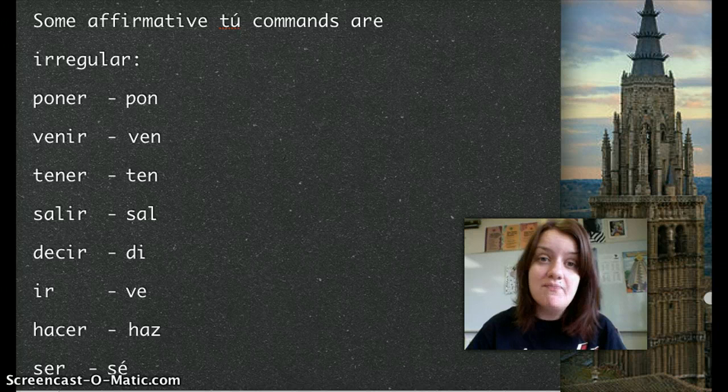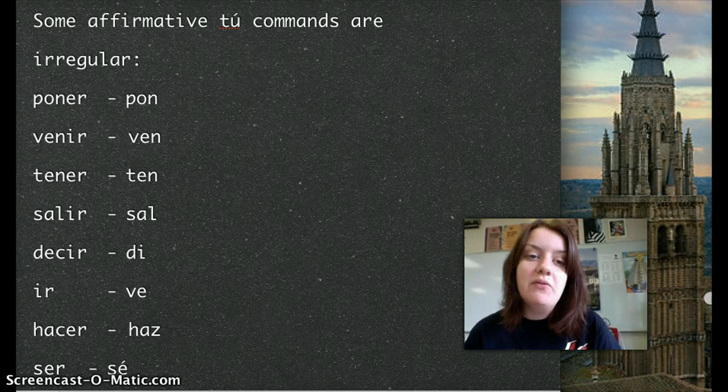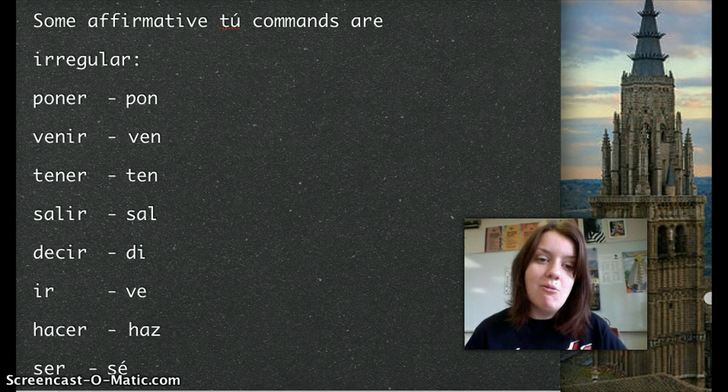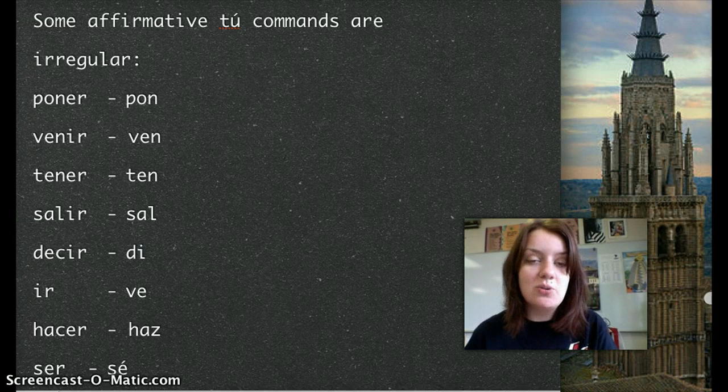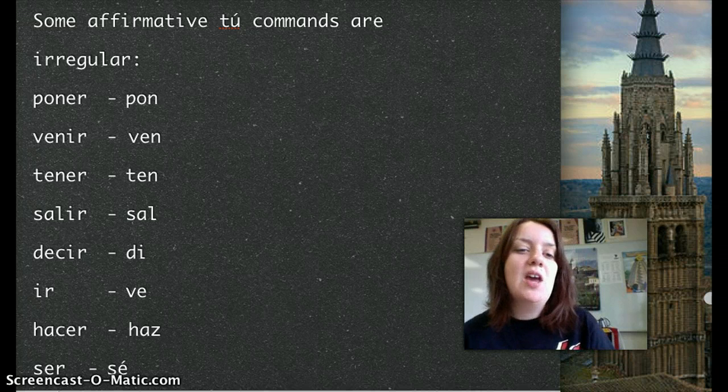You have some irregulars, so make sure you know these. These are the 8 that you need to know. Poner, to put, shortens to "pon." Venir, to come, shortens to "ven." Tener, to have, shortens to "ten." Salir, to leave or to go out, shortens to "sal." Decir, to say or to tell, shortens to "di." Ir, to go, shortens to "ve." And hacer, to do or to make, shortens to "haz." Notice that the C changes to a Z in addition to it shortening down. And ser, to be, shortens to "sé." So, "sé bueno," be good, for example.